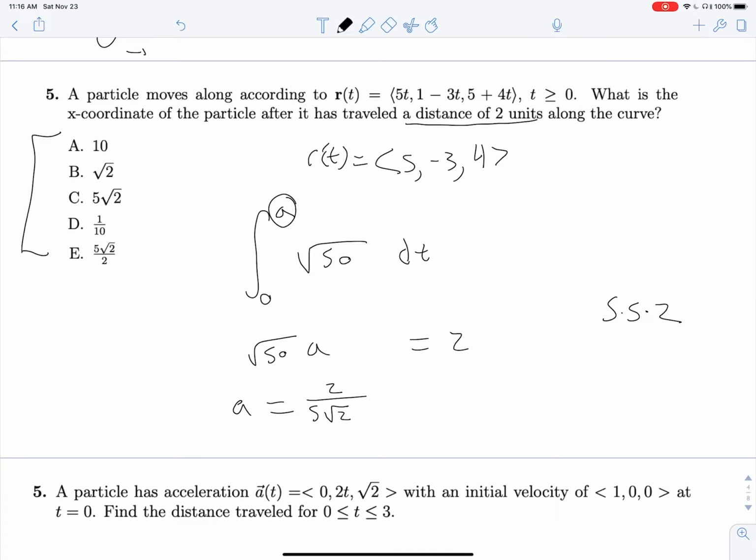And now all you have to recognize is that this is a t value. This is not our x-coordinate that they're asking us to solve for. We know that the x-coordinate is given by 5t. So if this a value is equal to t, then 5 times 2 over 5 root 2 is just going to give us 2 over root 2. Multiply both sides by root 2, and we will get 2 root 2 over 2, or just root 2.